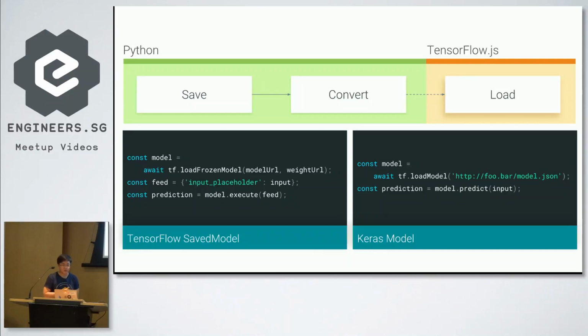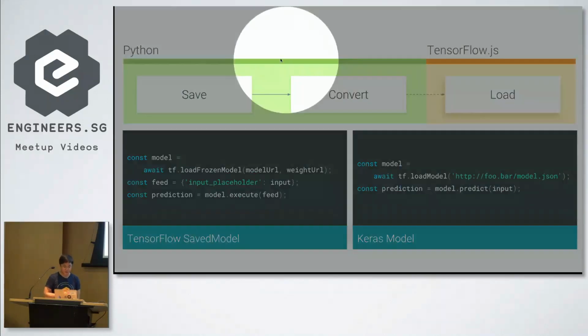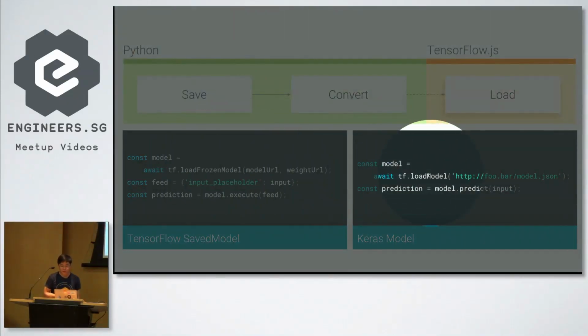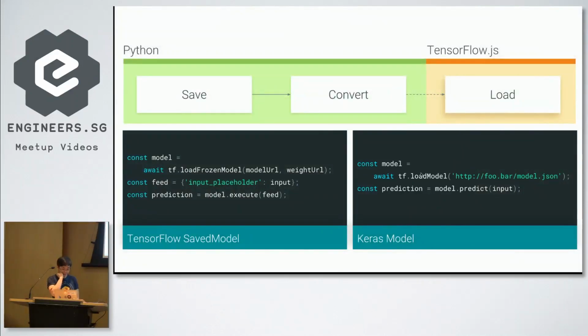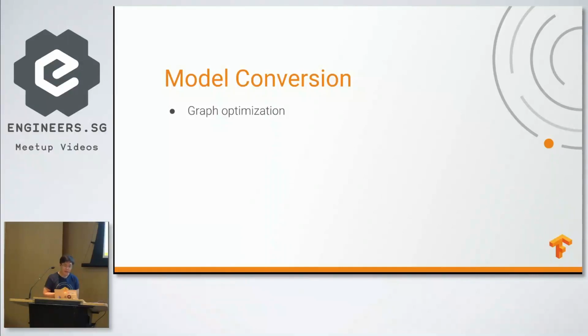So for a TensorFlow model, you would call load frozen model right here. For Keras, you would call load model. The difference is that a TensorFlow SavedModel, because it's very low level already, doesn't allow you to retrain the model. So you can only make predictions using the TensorFlow model. But with a Keras model, because most of them use a higher level API, you can actually retrain the model that you imported from Keras.